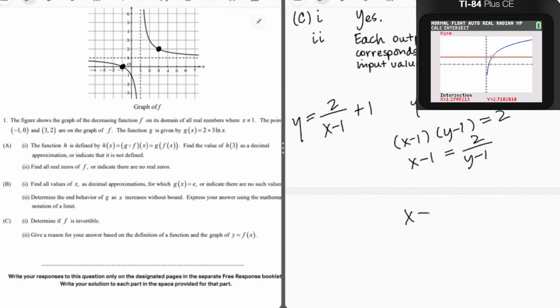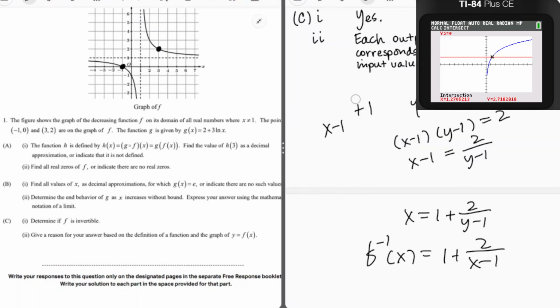And then I could say x equals 1 plus 2 over y minus 1. That's a formula for the inverse. I could say f inverse of x is equal to 1 plus 2 over x minus 1. That's a function in its own right. So I think you could say, hey, I solved for it. If you had an equation, you could say, hey, I solved for the inverse and it's a function. But we didn't really have that formula, so I don't think that was valid. I'm going to move on.